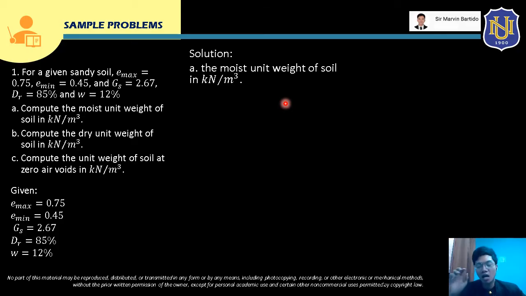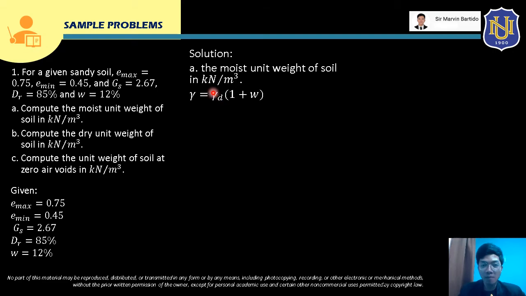Although class, our original formula for moist unit weight is total weight over total volume. But in this case, the total weight and total volume are not given. So we will use the formulas we have derived. One of those for moist unit weight is gamma dry times 1 plus water content.